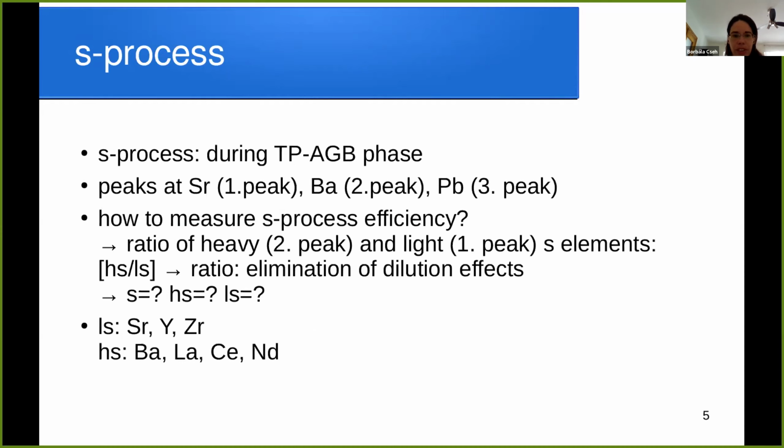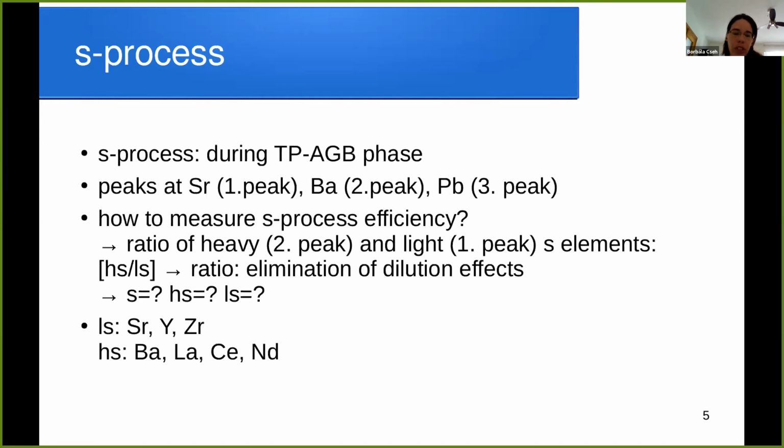It happens during the thermally pulsating AGB phase, and it causes peaks in the abundances at strontium, barium, and lead. And it raises the question of how to measure the efficiency of the s-process, how to use these elements. Usually in the literature, it is used as the ratio of the heavy, so the second peak, and the light, so the first peak s-process elements, which is called [hs/ls]. And with this ratio, we can eliminate any of the dilution effects which can happen in the atmosphere of a giant barium star, if the barium star is a giant and not a dwarf.